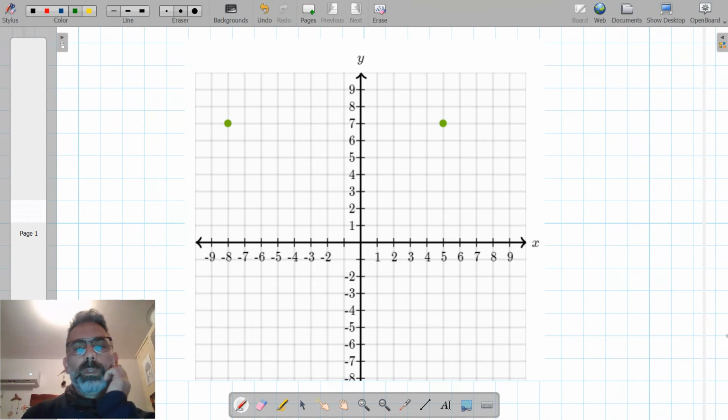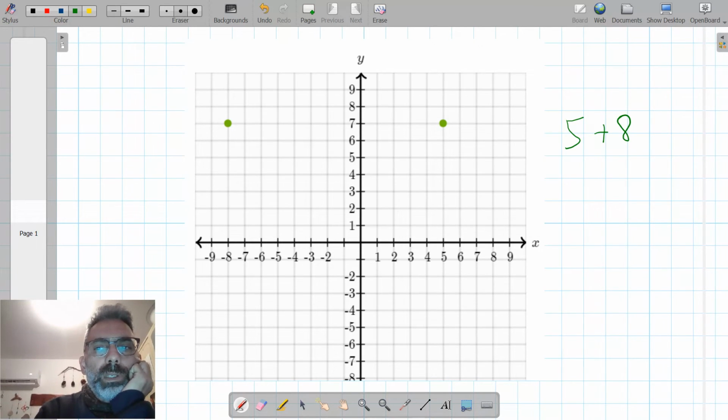Okay, so we can calculate this. The distance from this point to the y-axis is 5. And the distance from this point to the y-axis is 8. So 5 plus 8 is 13.